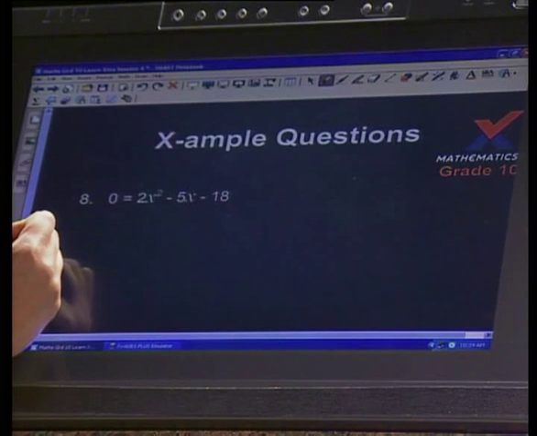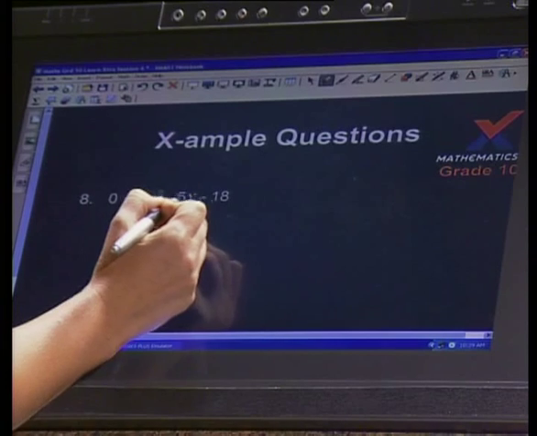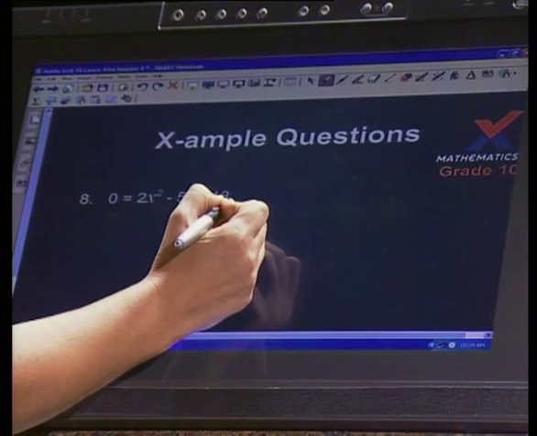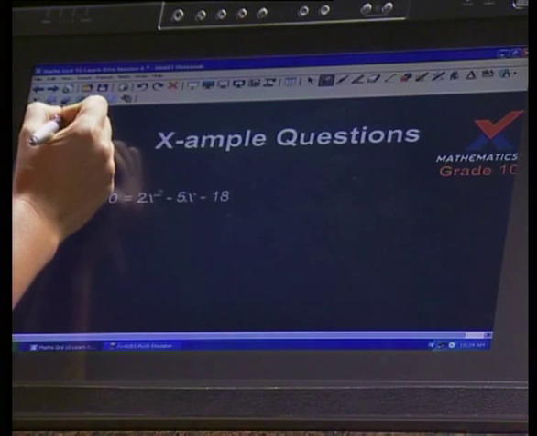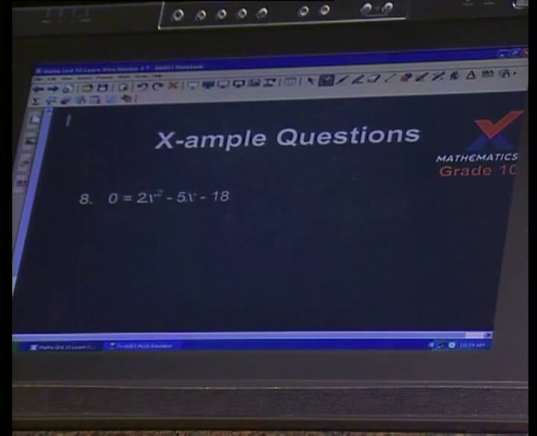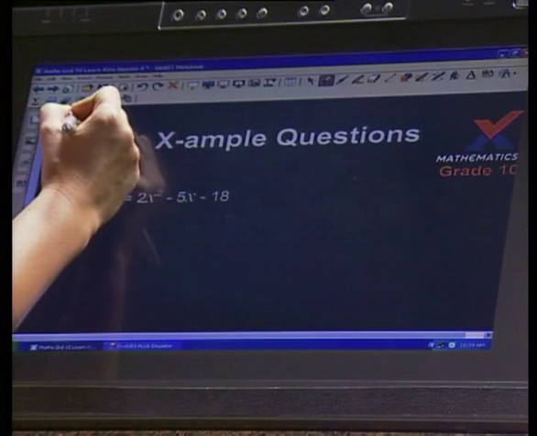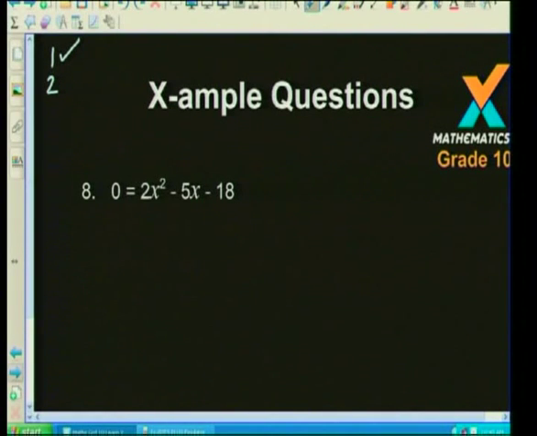Okay, question 8 has 0 is equal to 2x squared minus 5x minus 18. The x squared shows me that it is a quadratic equation, and that means I've got 3 steps I want to follow. Step 1 is to make it equal to 0. Is it equal to 0? Yes, it is. Step 2 is to factorize. Well, I'm going to start by looking for a common factor. Is there a common factor? No common factor.